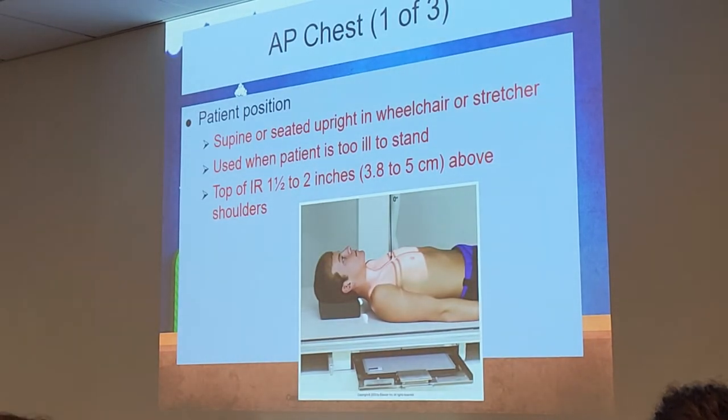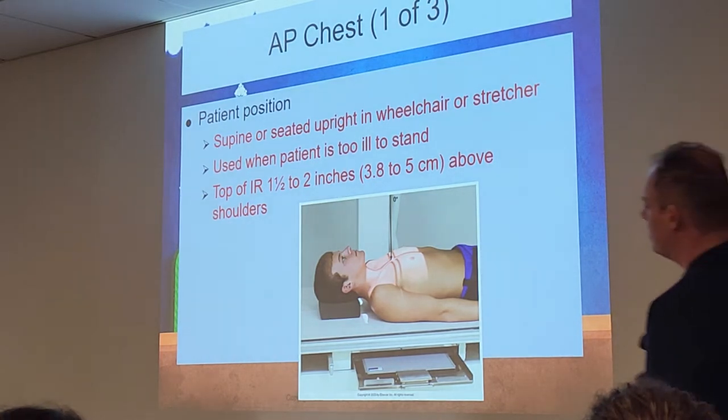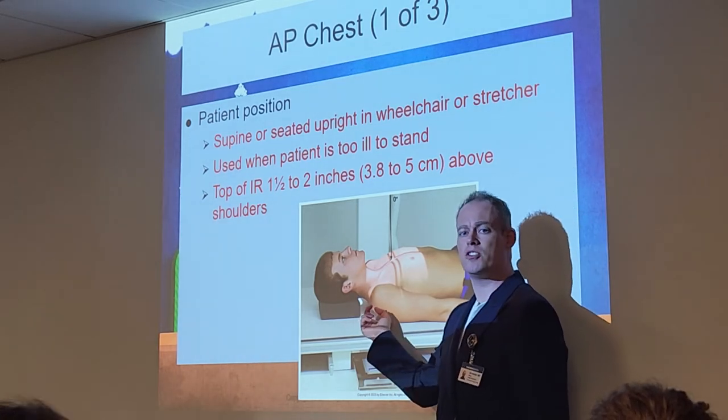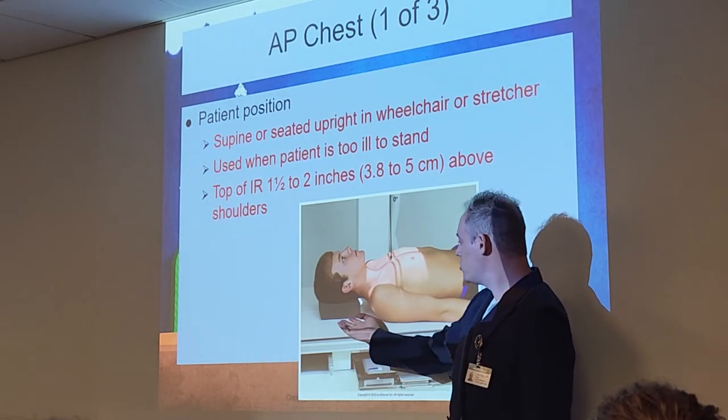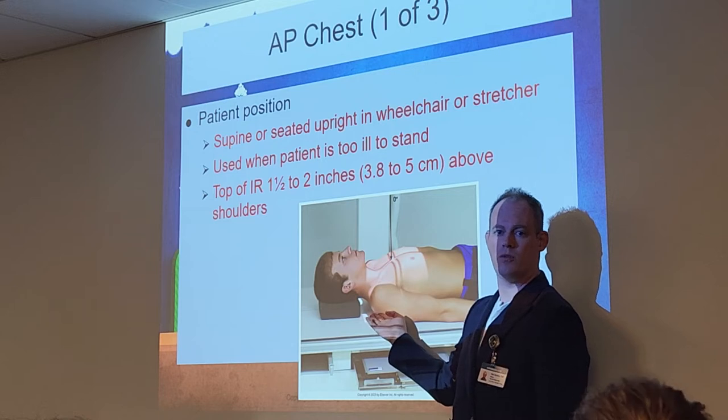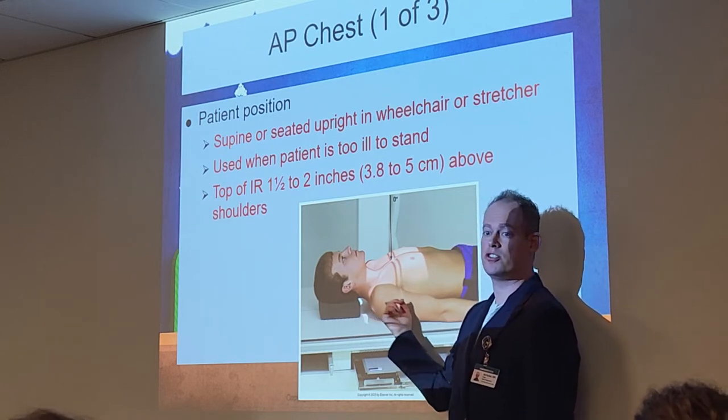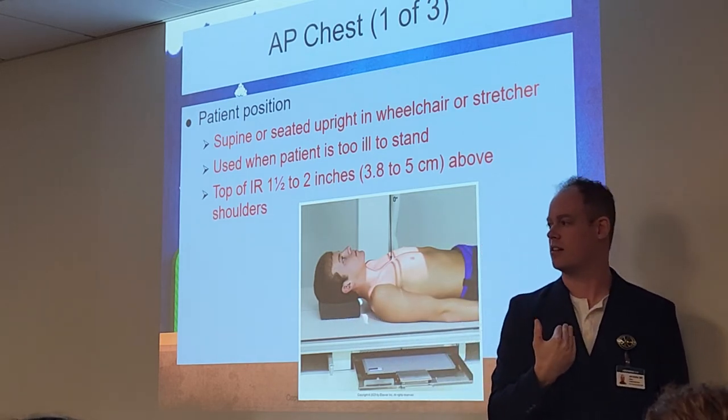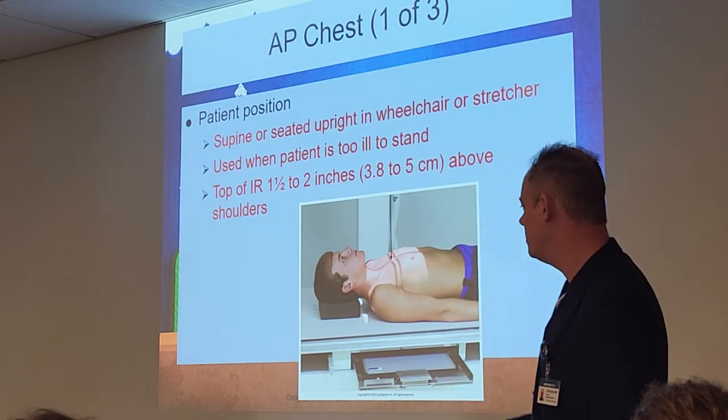And you see in this picture right here, they gave this person a little pillow for the head. That is acceptable to do, but be careful with that because this is a small sponge. Pillows are much bigger, right? If a pillow is large, you don't want it to be in the shoulders. You want to push that pillow up because that pillow will actually show up and might obscure the apices of the lungs. So be careful on that.